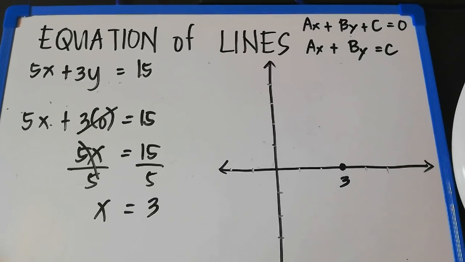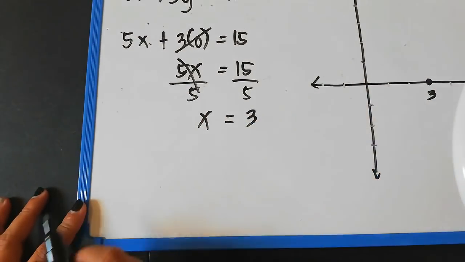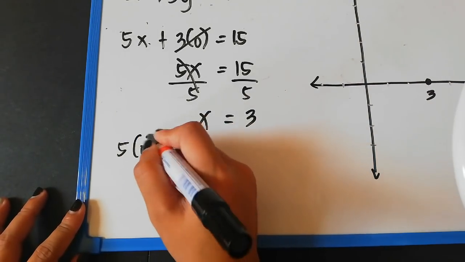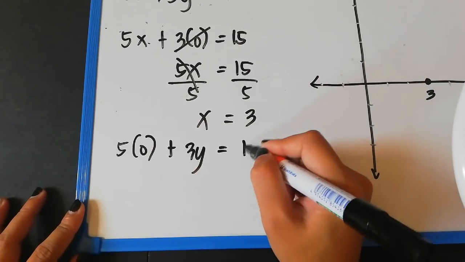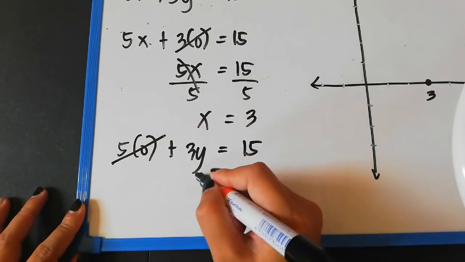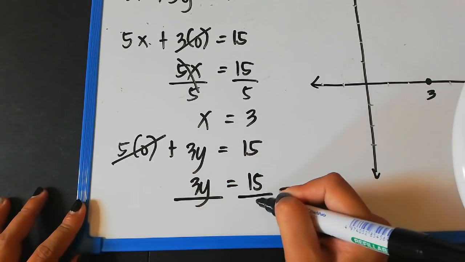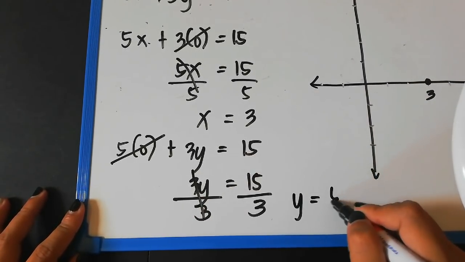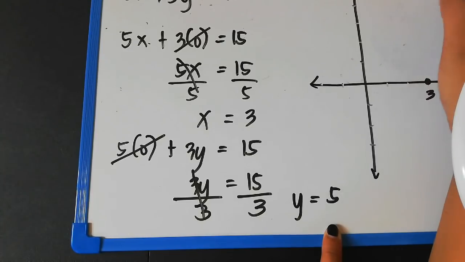Next naman is to find its y-intercept. So, kung kay x-intercept, we are setting y equal to 0. Kay y-intercept, we are setting x equal to 0. So, 5 times 0 plus 3y is equal to 15. So, wala na yon. Natira na lang ay 3y is equal to 15. And then, solving for y, y is equal to 5. So, ibig sabihin, our y-intercept is 5 and the coordinates is at 0, 5.